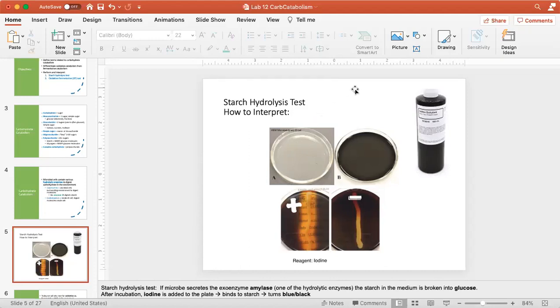Now, the other thing you can see is this big bottle of something and this plate right here, which looks very different. To run the starch hydrolysis test, we streak cells across the surface of this starch plate, put them in the incubator, and let them grow as usual. And then when we take them out of the incubator, we really do the work of this test. What we do is add iodine onto the surface of the plate.